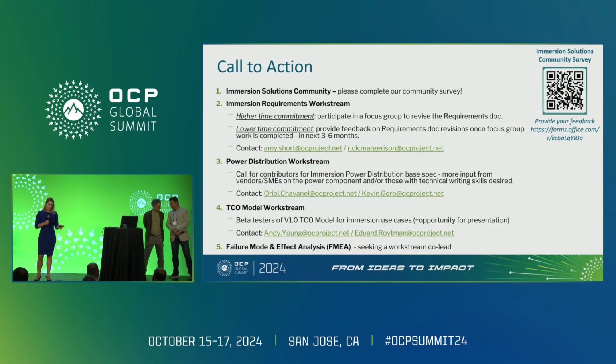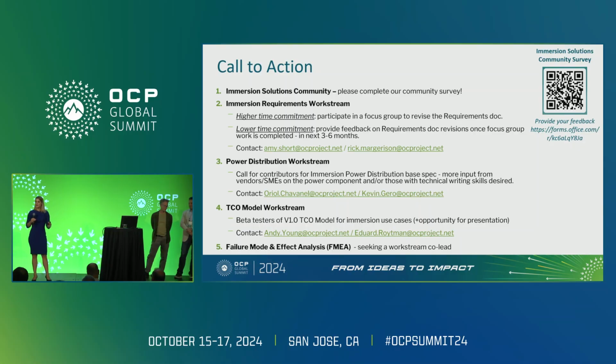In the immersion requirements workstream, if you want to participate at what I'd say is a higher commitment level, right now that immersion requirements document is up for revision. So this is the time for the community to provide input into how they would like to see that requirements document modified, added to, or changed in some way, and to contribute at that level. A lower level of involvement is simply to participate in the update sessions and to look at the document once it's been processed, to provide feedback at the final stages. So that's more of a light touch.